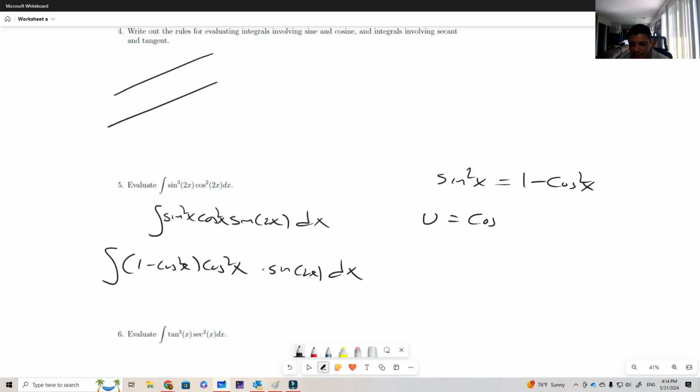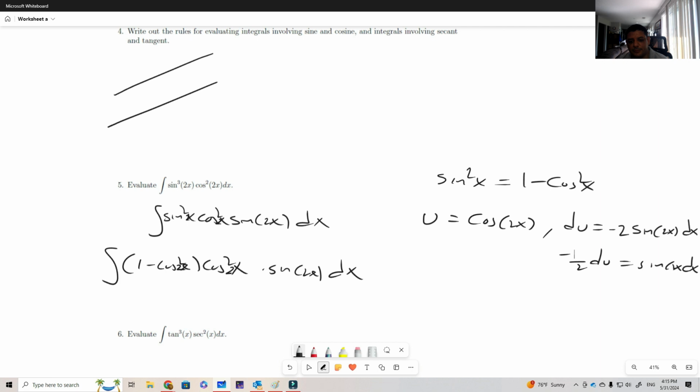And I'm forgetting the 2x here. Let's not forget those 2x. U is equal to cosine of 2x. And so the du will be minus 2 sine of 2x. The derivative of cosine is minus sine, but by the chain rule, I get a minus 2. So minus 2 sine of 2x dx. And so minus 1/2 du is sine of 2x dx.